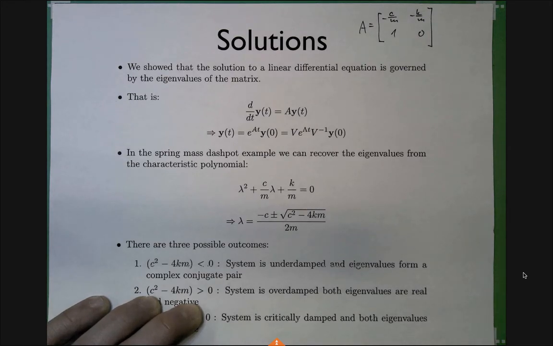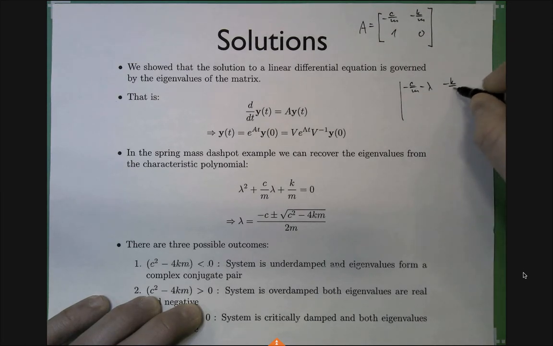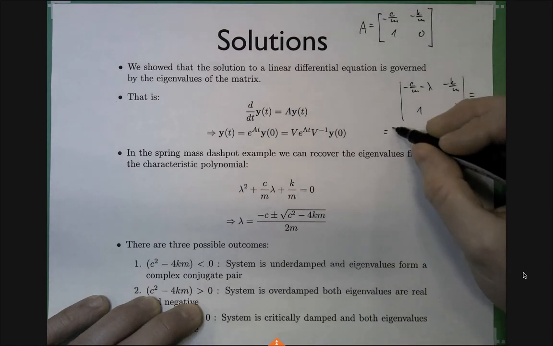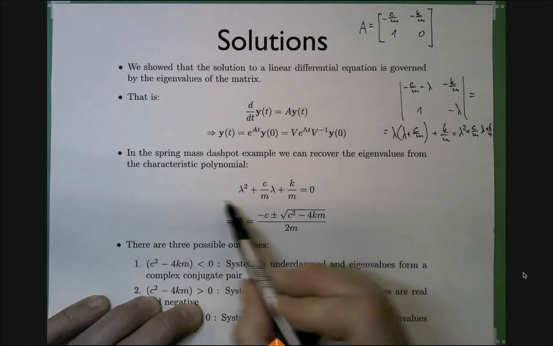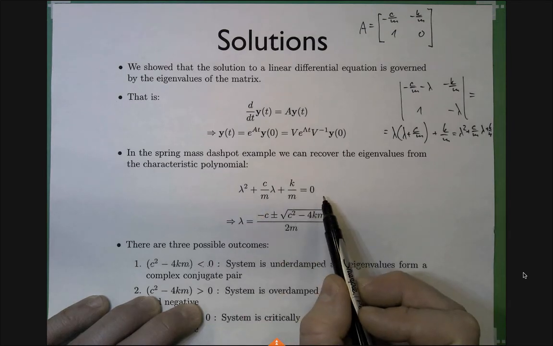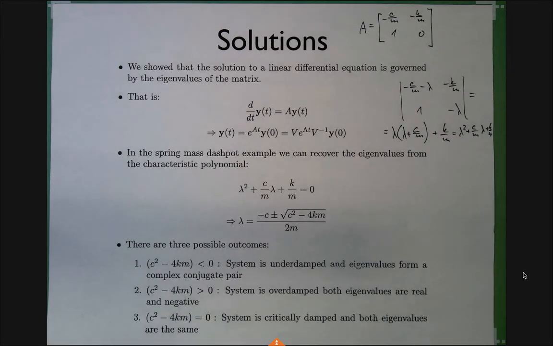That's actually quite simple. So I need to take the characteristic polynomial, right? So I do minus c over m minus lambda, minus k divided by m, 1, and here is just minus lambda. This characteristic polynomial is actually sort of nice. The minuses nicely cancel. So here I get lambda plus c over m lambda plus k over m. That's nice. So that's just lambda squared plus c over m lambda plus k over m. Okay, that's the characteristic polynomial of this particular matrix, which characterizes the damped harmonic oscillator.